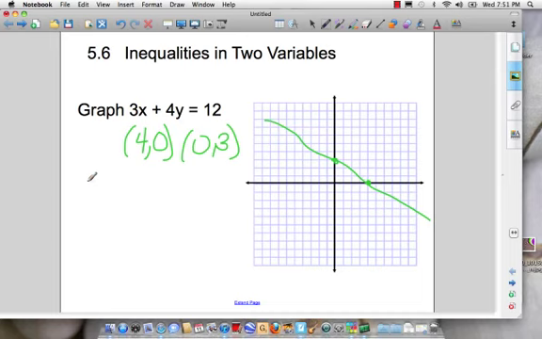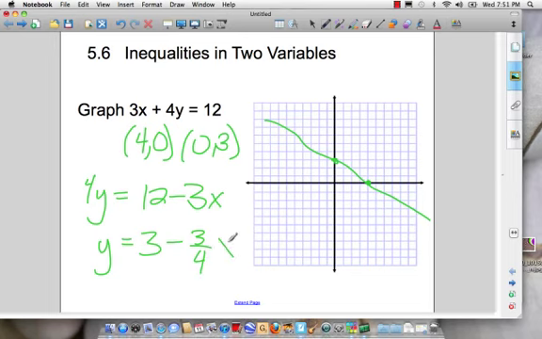Now, the procedure that you've learned in class actually is to put it in slope-intercept form, which I would do by first subtracting 3x from both sides and then dividing everything by 4. 12 divided by 4 is 3. Minus 3 divided by 4, I would just write as minus 3/4. And then the y-intercept is 3, which we already have right here. The slope is negative 3/4, so down 3 and over 4.